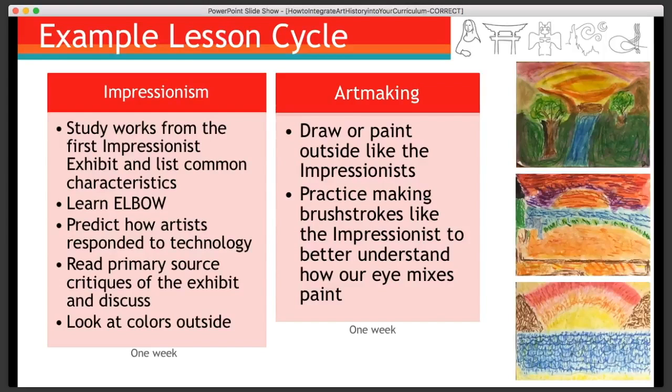And so here is an example of some of my Impressionist exhibit. Or, not exhibit. I saw the word exhibit on the screen.